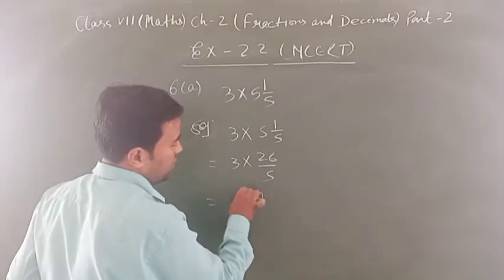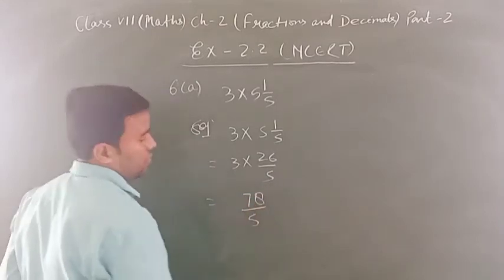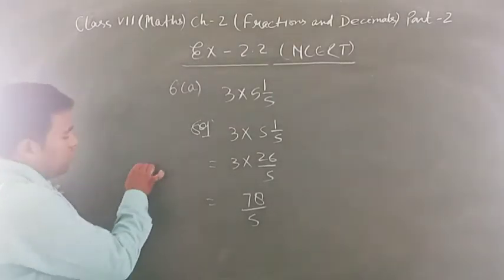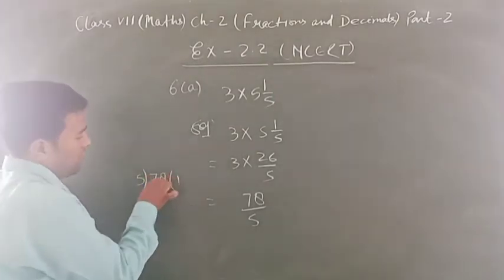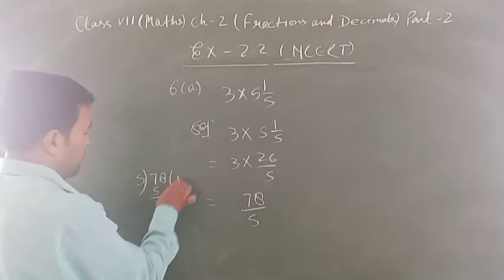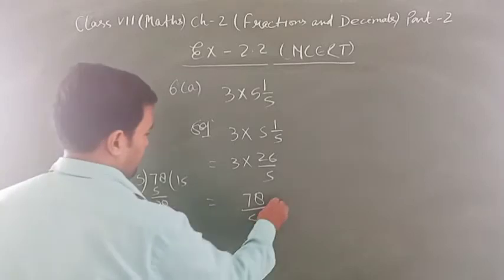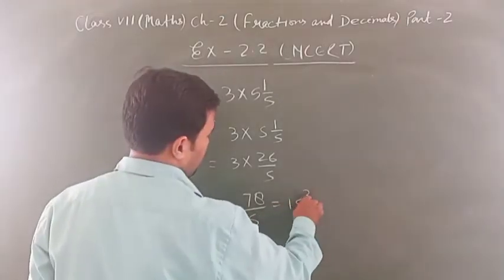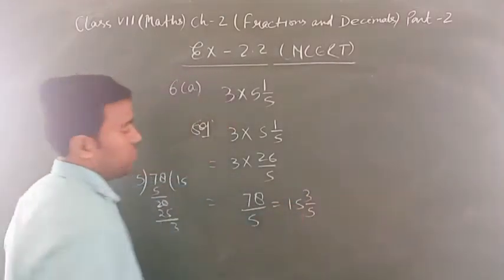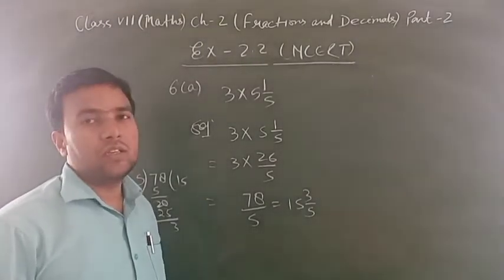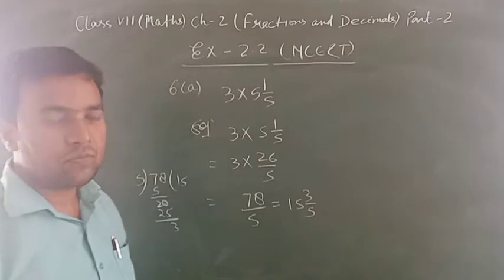3 into 26 is 78. 78/5. Clear? Change in mixed fraction means to divide: 5 into 78, 5 fifteens are 75, remainder 3. 15 whole 3/5. It is the answer.